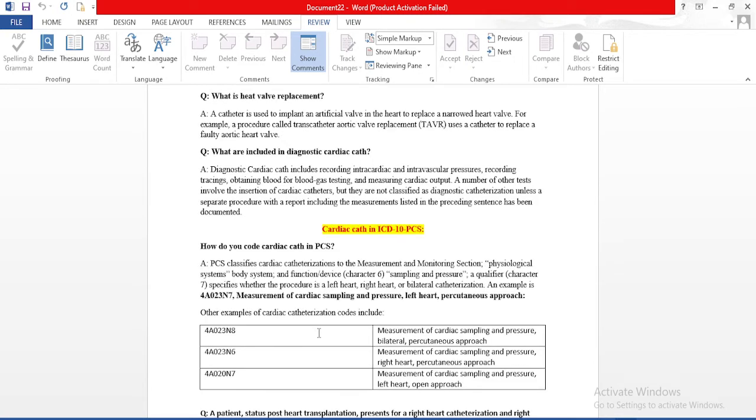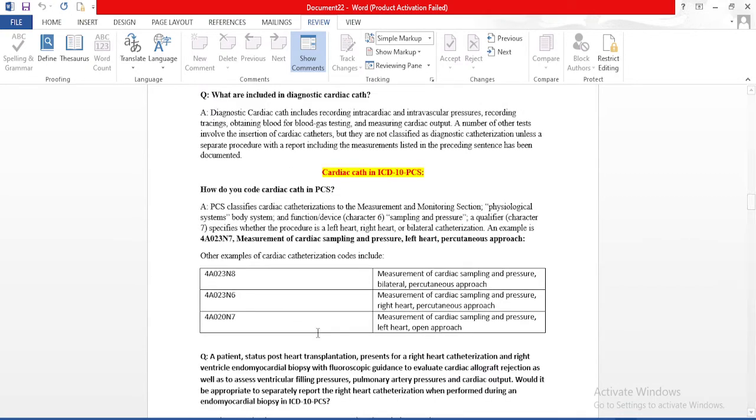Next question. What is heart valve replacement? A catheter is used to implant an artificial valve in the heart to replace a narrowed valve. For example, a procedure called transcatheter aortic valve replacement uses a catheter to replace a faulty aortic valve. Usually we will call it TAVR, transcatheter aortic valve replacement. Using the catheter, the physician will replace the aortic valve, which is a more common procedure in surgery.